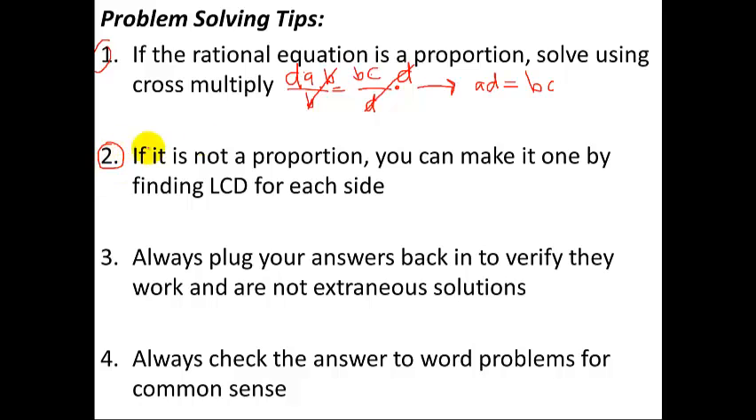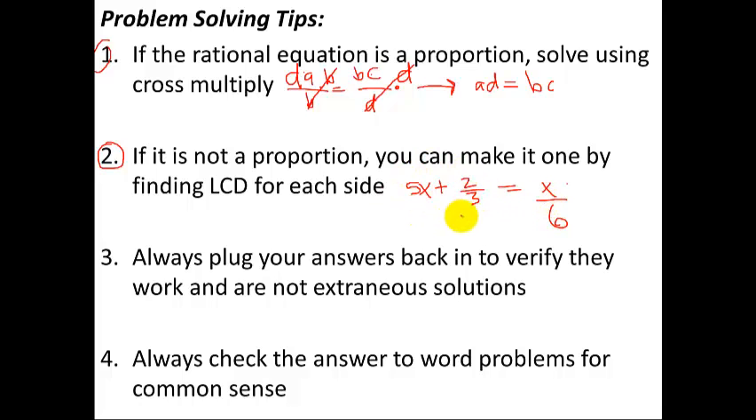Okay, if your problem is not a proportion, you can make it a proportion by finding a common denominator. So suppose you've got like 5 plus 2/3 equals x over 6, right? So you can't, this is super easy. Let's just change this to 5x. Okay, make it more complicated. The point is, you can't cross multiply because on this side you have two things, yeah? Not just a fraction and not just a fraction.